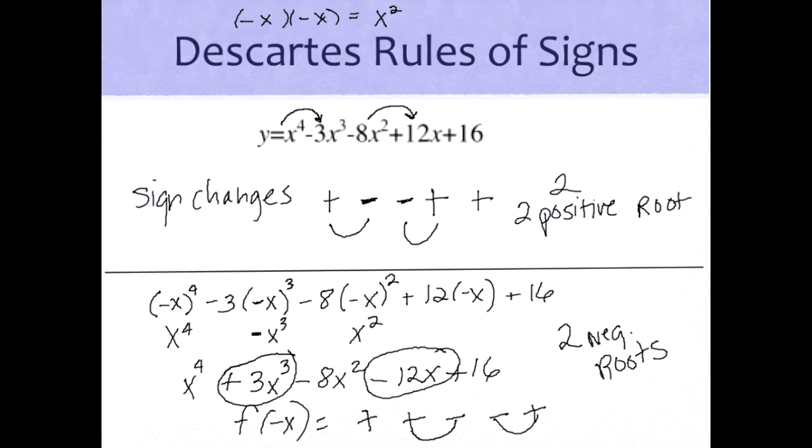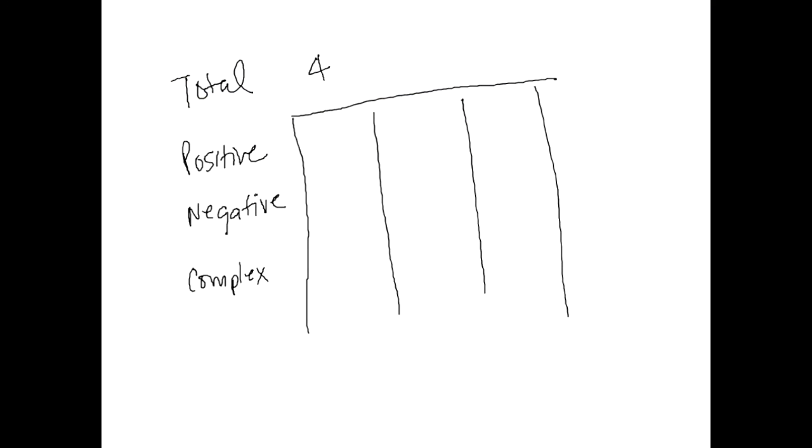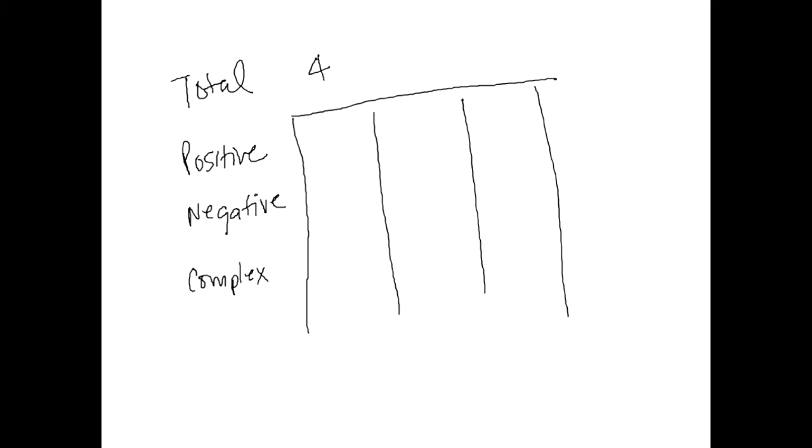All right. Now I need to make a little table for you here. Total of 4. I have one possible scenario where there are two positives and two negatives. These are positive reals, negative reals. That means they actually touch the x-axis. And then complex roots, that would be 0, because the sum of this column has to be equal to 4.